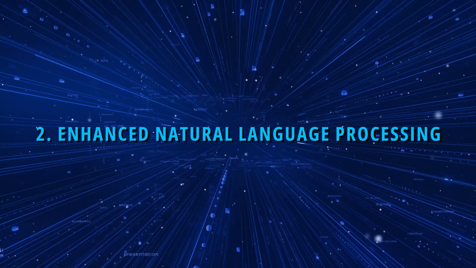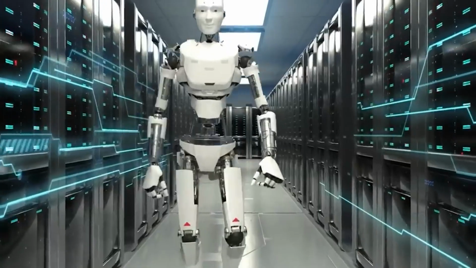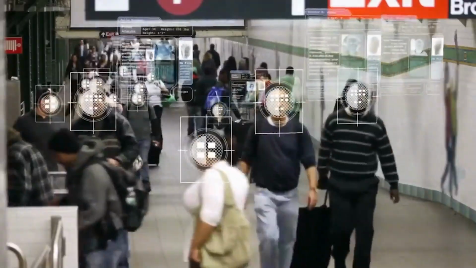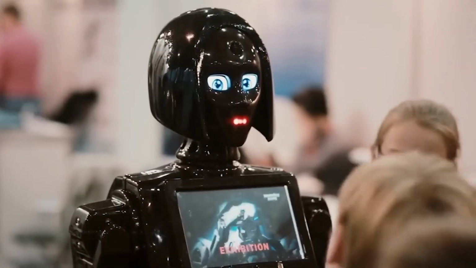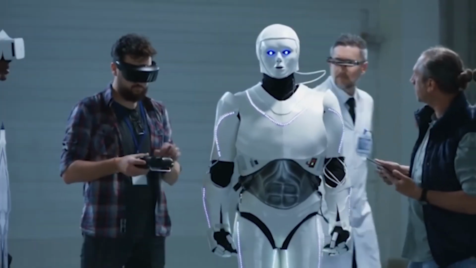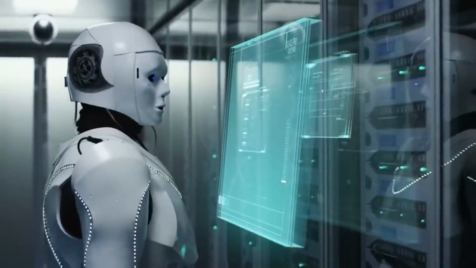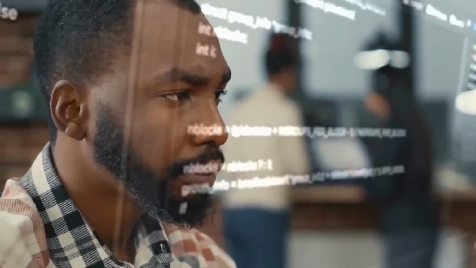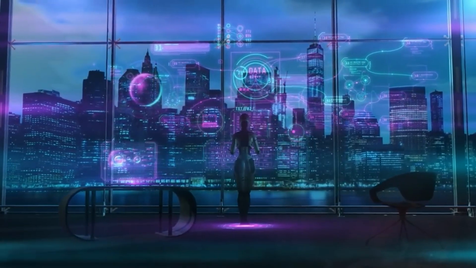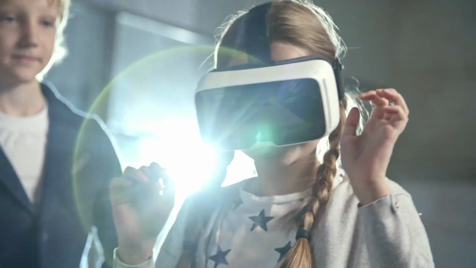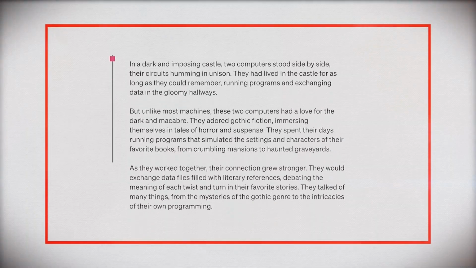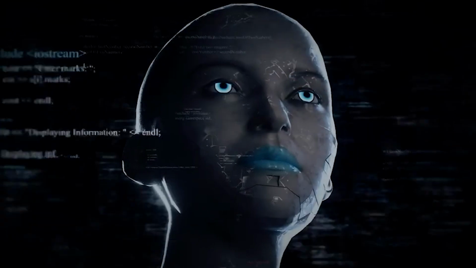Number 2. Enhanced Natural Language Processing. One of GEMMA's standout features is its enhanced natural language processing capabilities. The system demonstrates a remarkable understanding of context, nuance, and subtleties in human communication. The breakthrough is expected to have profound implications for applications such as virtual assistants, language translation, and sentiment analysis.